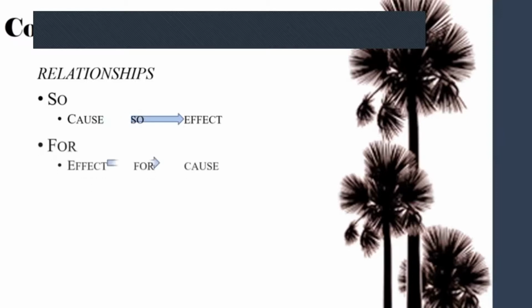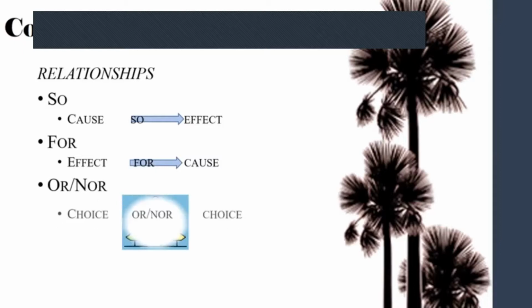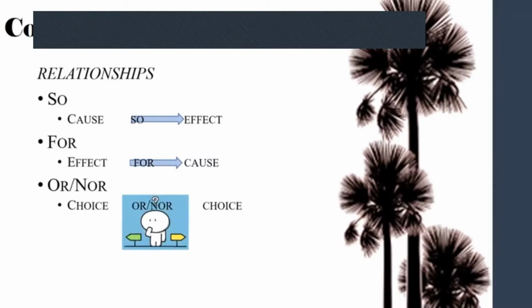Coordinating conjunctions also show relationships. So shows cause and effect. For shows effect to cause. Or, nor indicates choice.